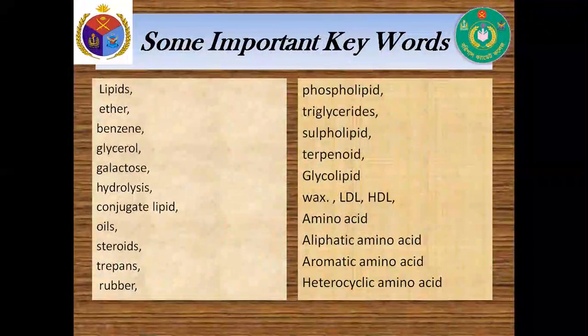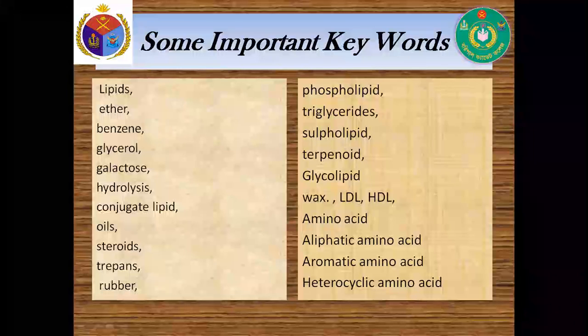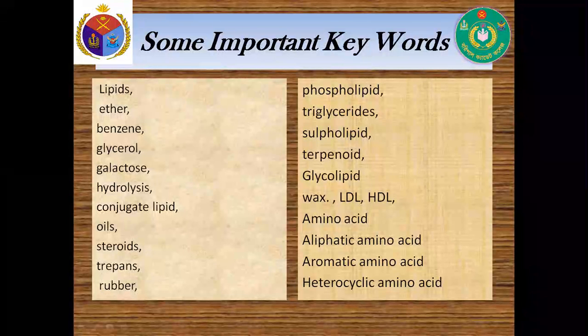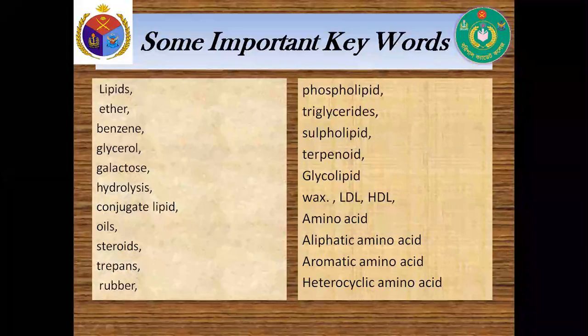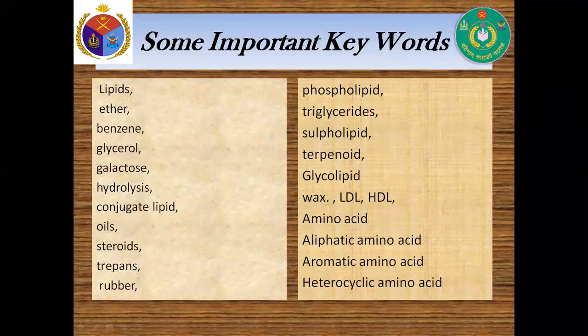Some important keywords: lipids, ether, benzene, glycerol, galactose, hydrolysis, conjugated lipid, oil, steroids, terpenes, rubber, phospholipid, triglycerides, sulfolipid, terpenoid, glycolipid, wax, LDL, HDL, amino acid, aliphatic amino acid, aromatic amino acid, heterocyclic amino acid.